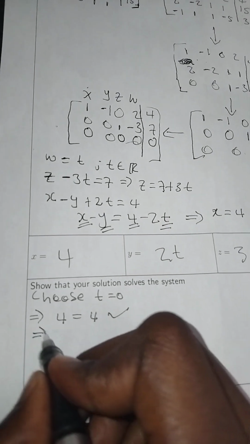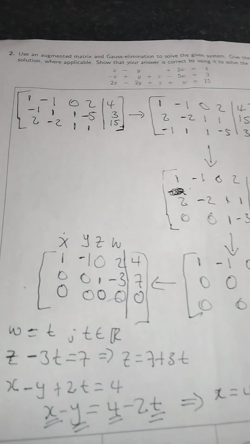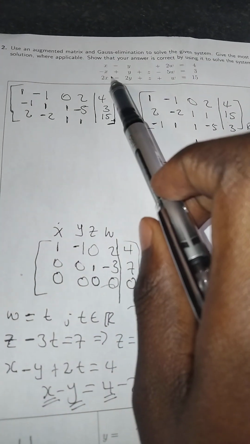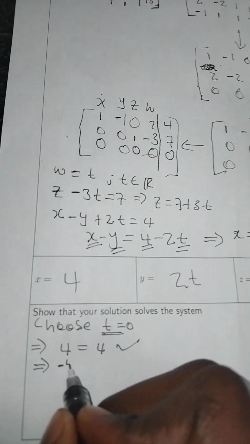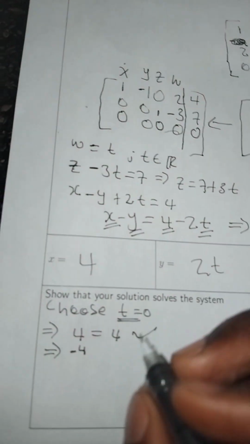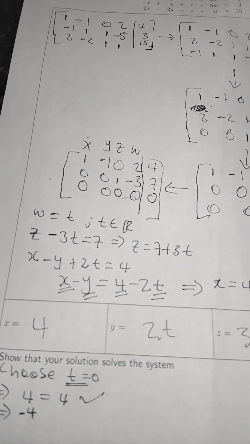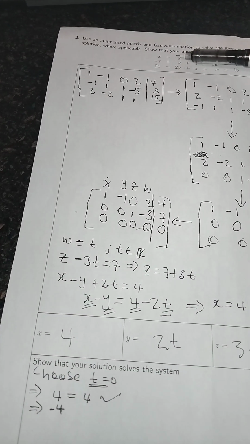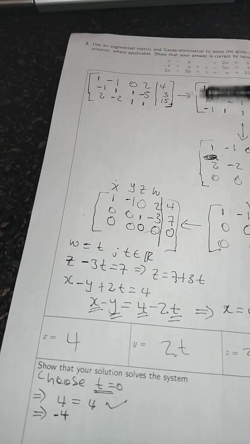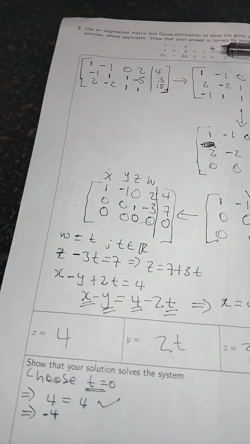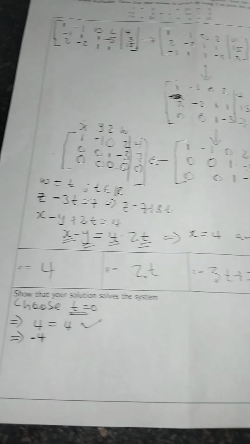Then on the second equation, we are still choosing t to be 0. Let us see what is going to happen. On the second equation, we're going to have minus x, and we know that x is 4. So we have minus 4 from the left hand side. Then minus 4 plus y. Y is going to be 0 since t is 0, y is still 0.